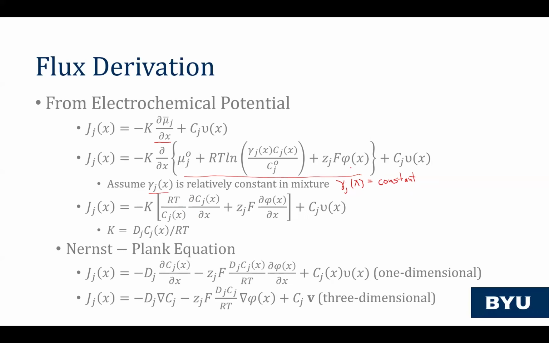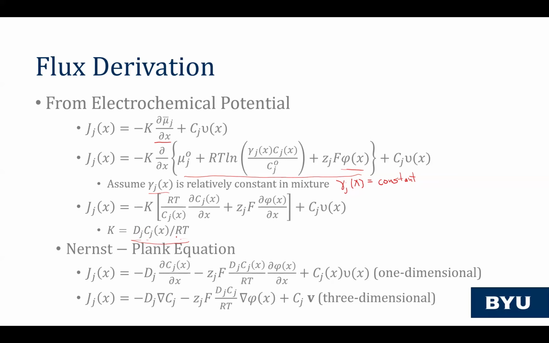And then our local or electrostatic potential, we'll have to take the derivative of that with respect to x as well, because that changes with position in our mixture. And so we can see here that we're getting close to what we saw on our initial slide of the Nernst-Planck equation. We need to recognize here that this K that we've been using to relate these to the flux will need to be the diffusion coefficient of the species J times the concentration of the species J divided by our universal gas constant and temperature. If we plug that in, we arrive at the Nernst-Planck equation.